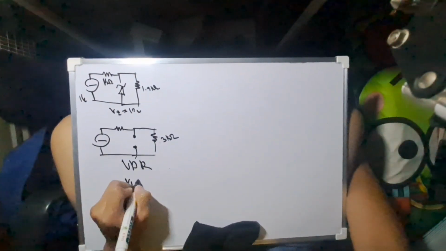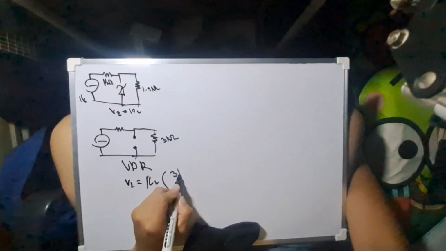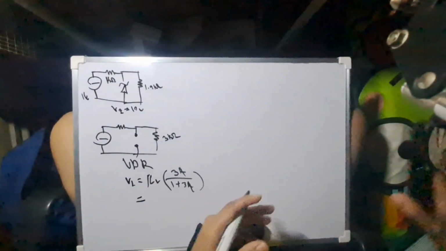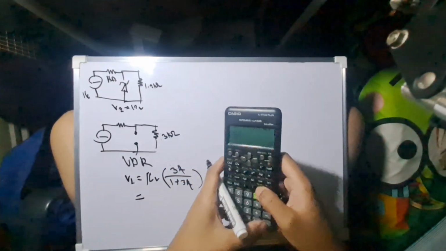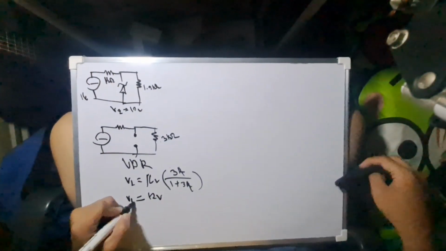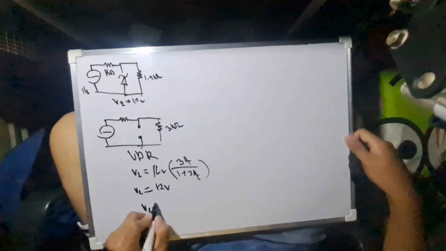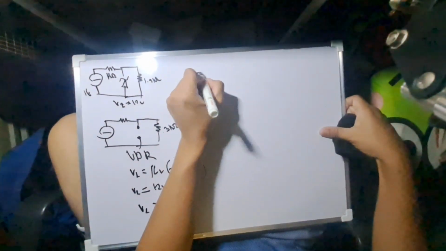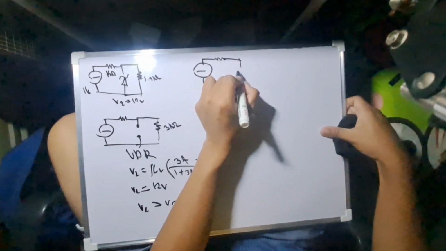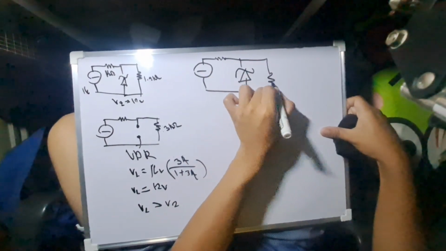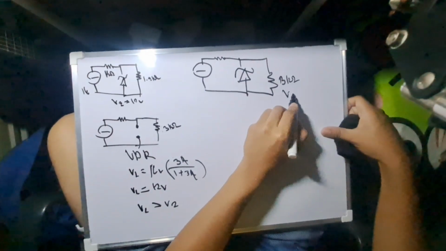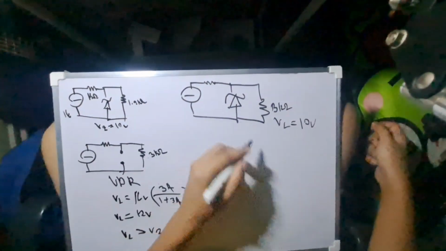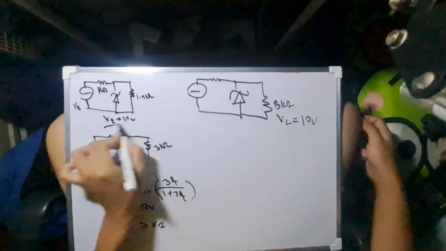Therefore VDR natin, VL is equals to 16 volts times 3 kilo all over 1 plus 3 kilo, cancel sa kilo. Therefore, we have 16 times 3 over 4. We have 12 volts. VL is 12 volts. VL is greater than VZ. Ang gagawin niyan, mag-open si VZ, magka-comeback na siya. Pero ang VL mo niyan is 10 volts na rin. Bakit? Kasi pipilitin ni Zener, magbubukas siya, pipilitin niya na mangyari ang load mo is equal to 10 volts.